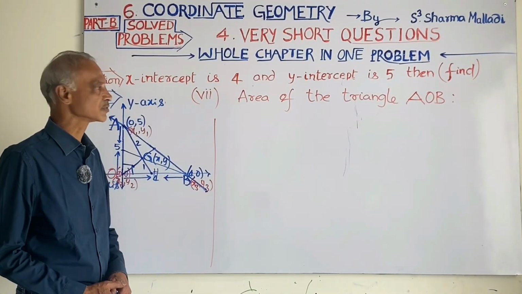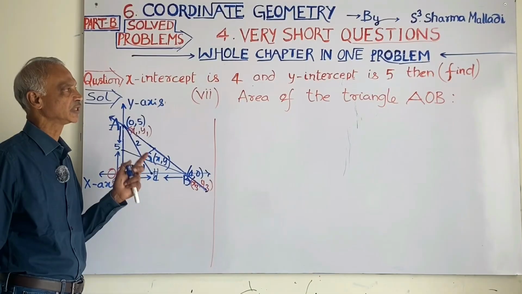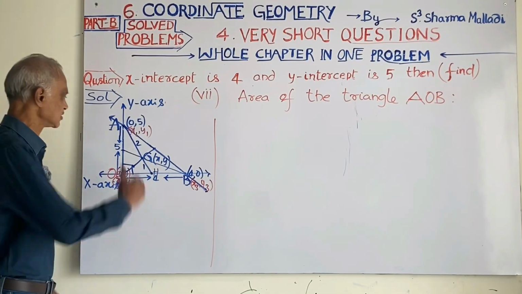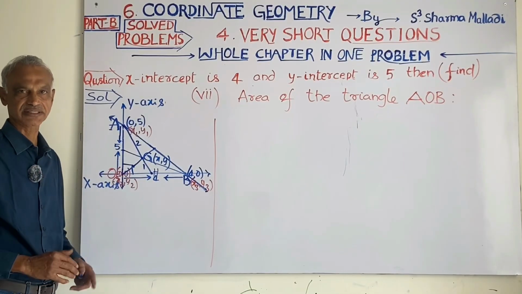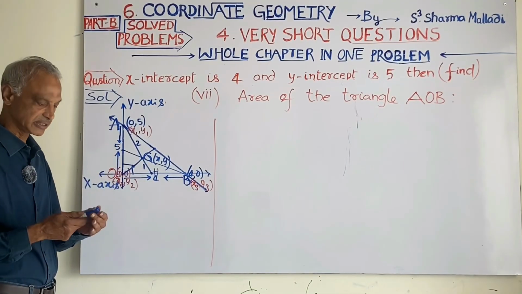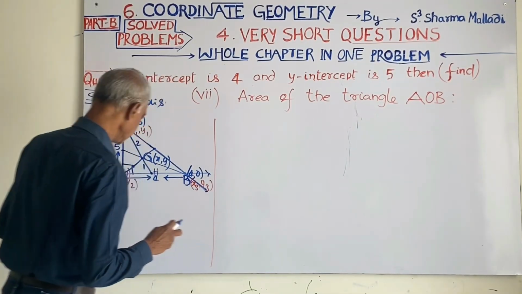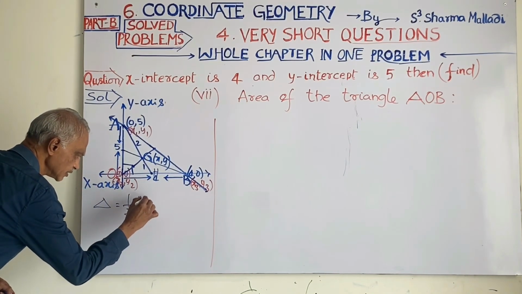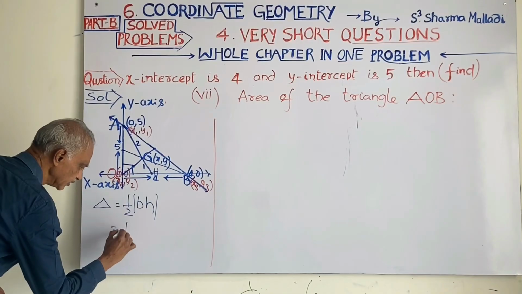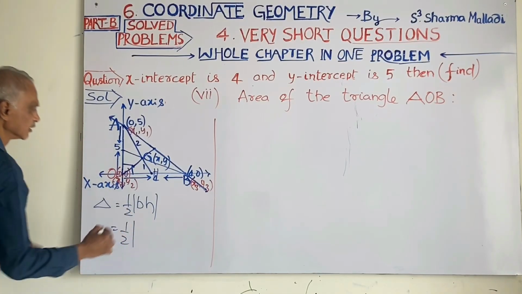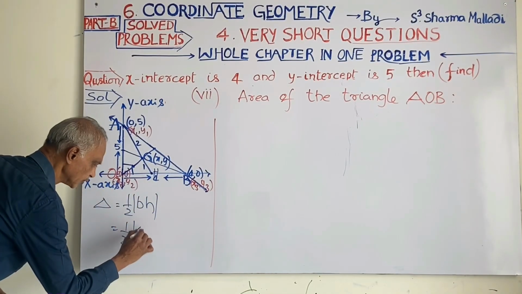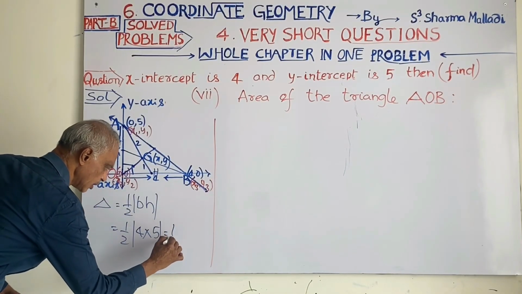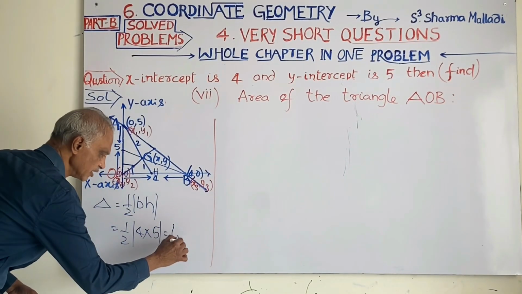Now what is the last question? X-intercept is 4 and y-intercept is 5. Then find the area of the triangle formed by the straight line and coordinate axis. Already you know the area of the triangle. What is the area of the triangle? You have many formulas. Half into base into height. What is the base here? Base is 4 into, what is the height of the triangle? 5, is equal to half into 4 5s are 20.